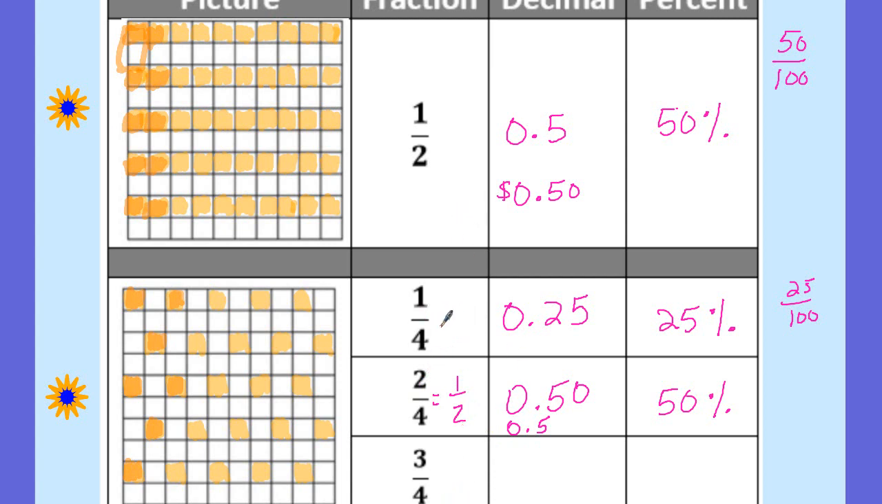3/4 means I'm tripling the 1/4 amount. So 25 times 3 is 75, so it would be 75 hundredths. The percent would be 75%.